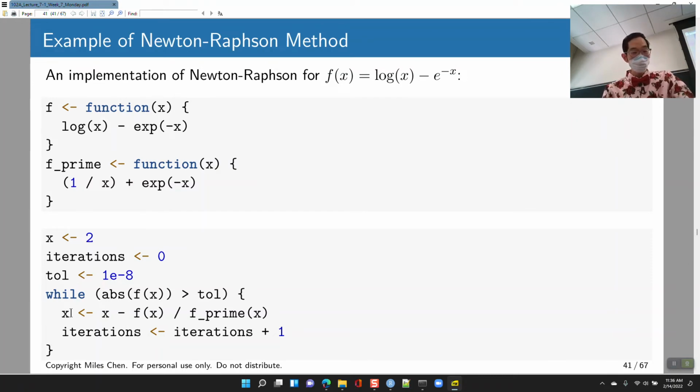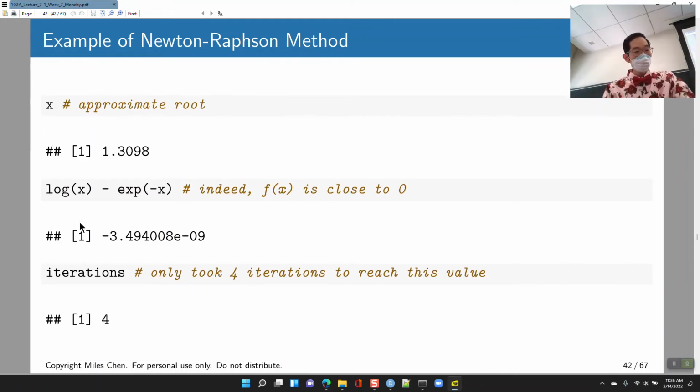And so I let this run, and it gives me an approximate value of 1.3098. I plug that in, and indeed I get a value close to 0, on the order of 10 to the negative 9, so I'm happy about that. And it only took me 4 iterations to get there. All right, so the Newton-Raphson method converges very quickly. In this case, it only took 4 iterations to get to this value where I'm within 10 to the negative 9, so less than 10 to the negative 8, close to 0.